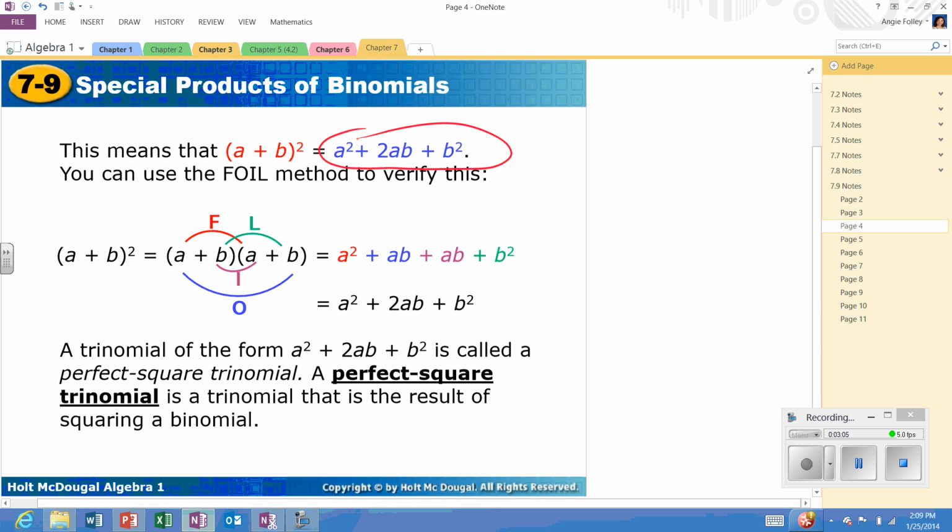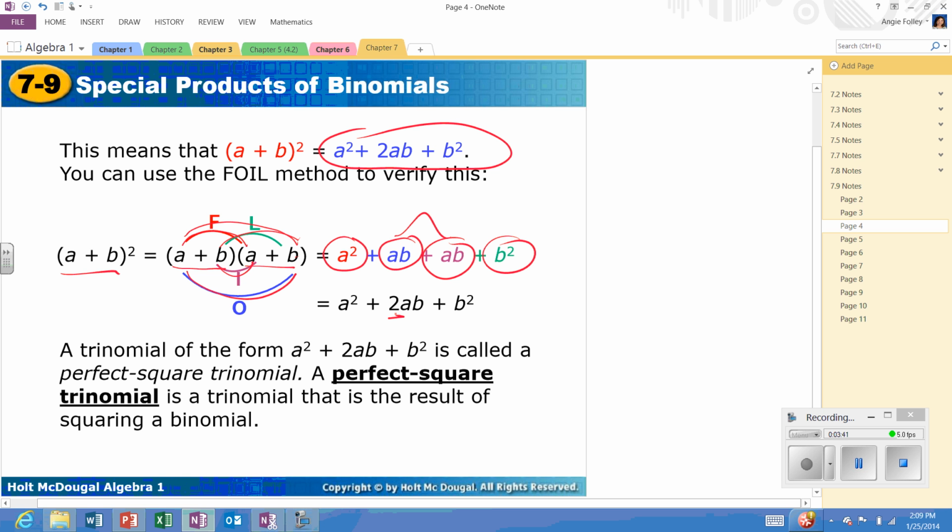Now that can get a little confusing, so I actually just like to look at it from being FOILed. So if we have a plus b squared, that means we're taking a plus b times a plus b. So we're going to FOIL, take the first, so a times a is a squared. The outer, they did it down here, a times b is ab. The inner, b times a, and you can write it in either order, ab, ba. And then the last, b times b, which is b squared. Now, these are like terms, so that becomes 2ab.